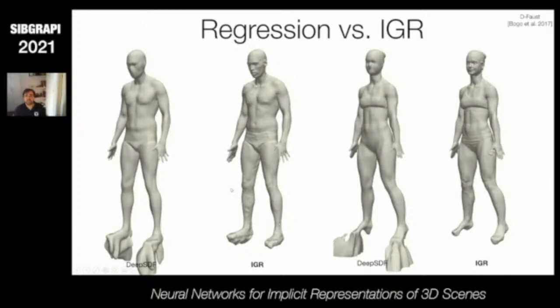So here we have these two results using the same neural network with the same parameters, the same architecture, except for the loss function and the activation function. As you can see here, IGR can produce reconstructions with much more detail.